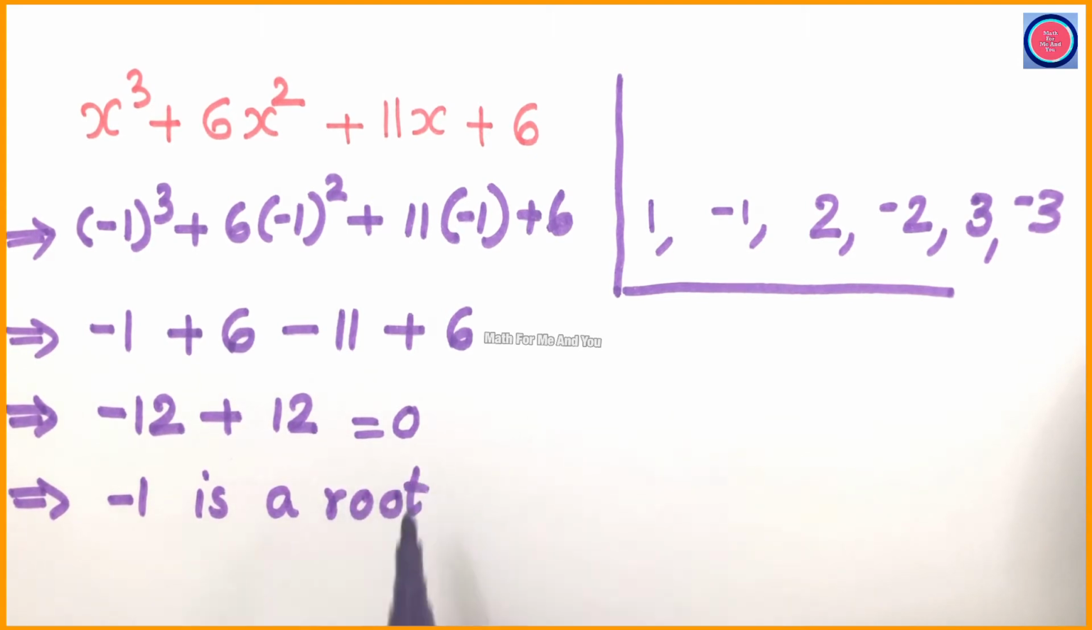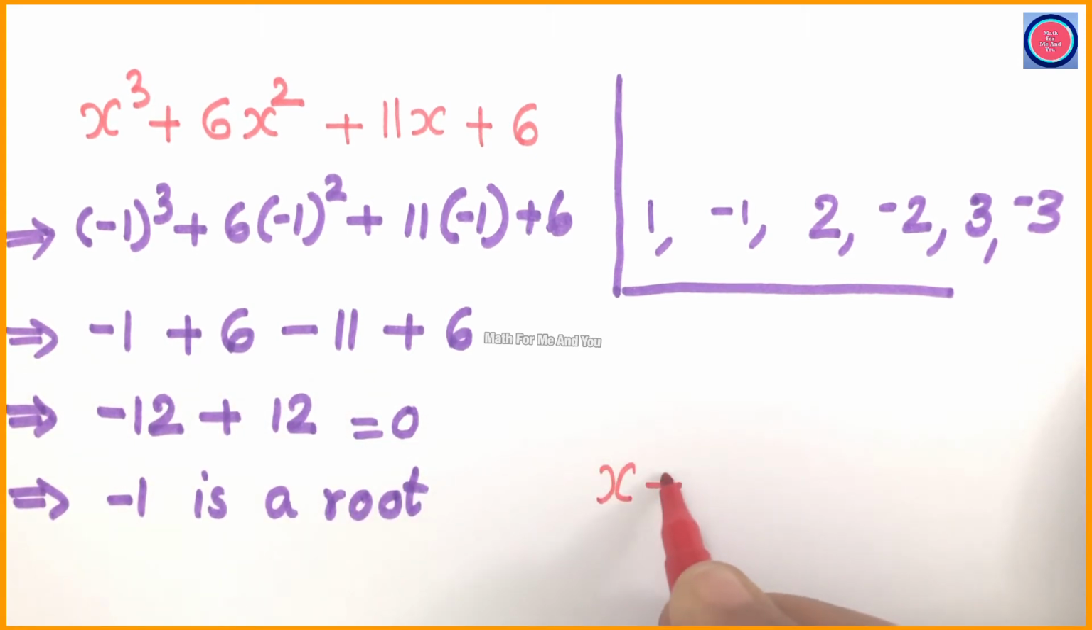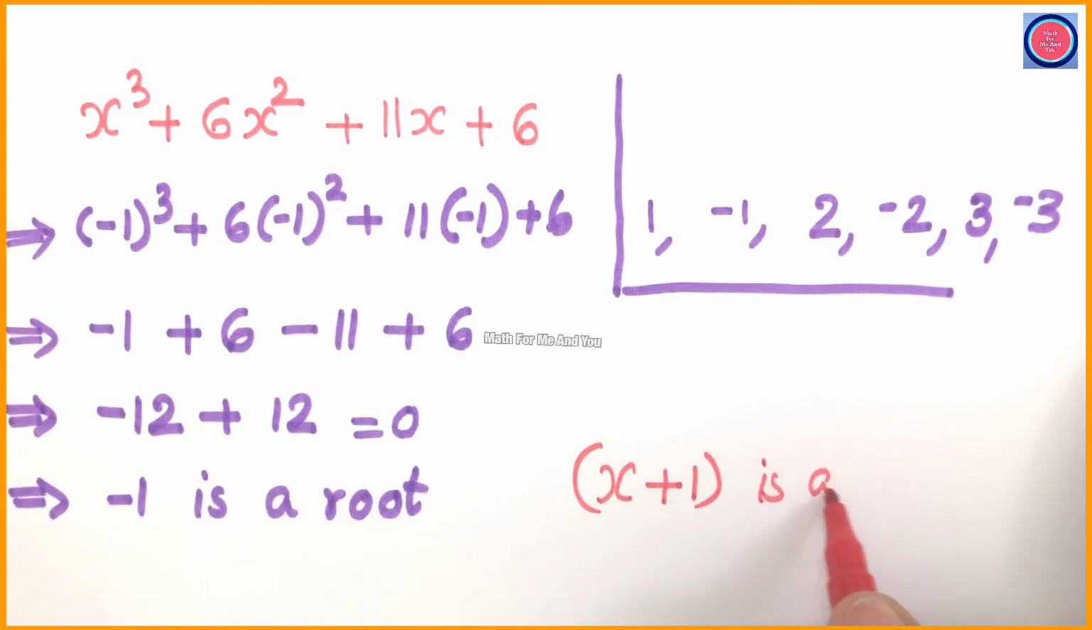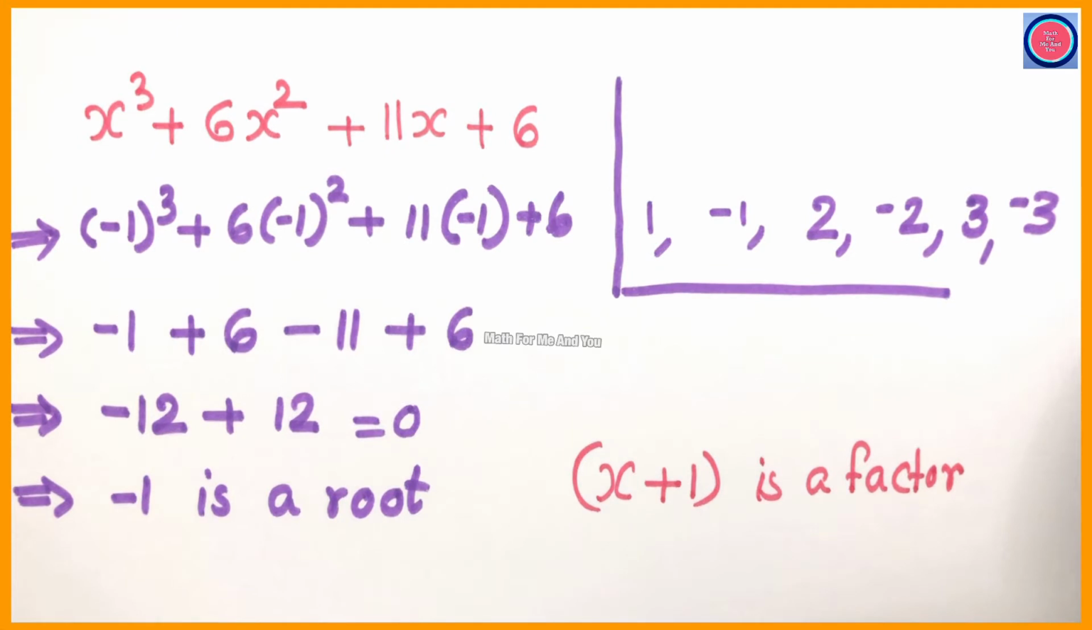So we can write what the factor is. If minus 1 is a root, x minus minus 1 is a factor. That means x plus 1 is a factor. So here we get the first linear factor, that is x plus 1. Second step, we have to divide the given cubic polynomial by x plus 1.